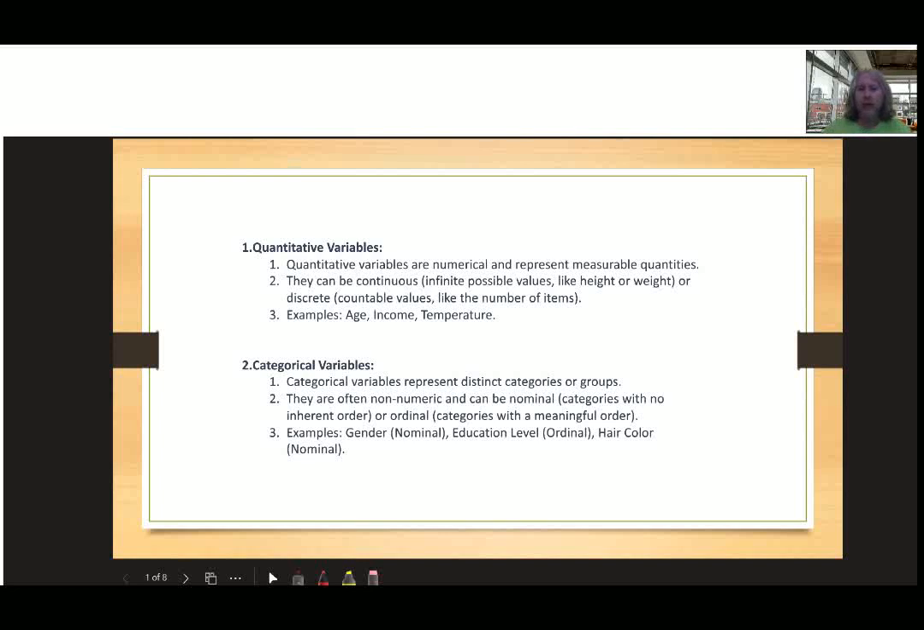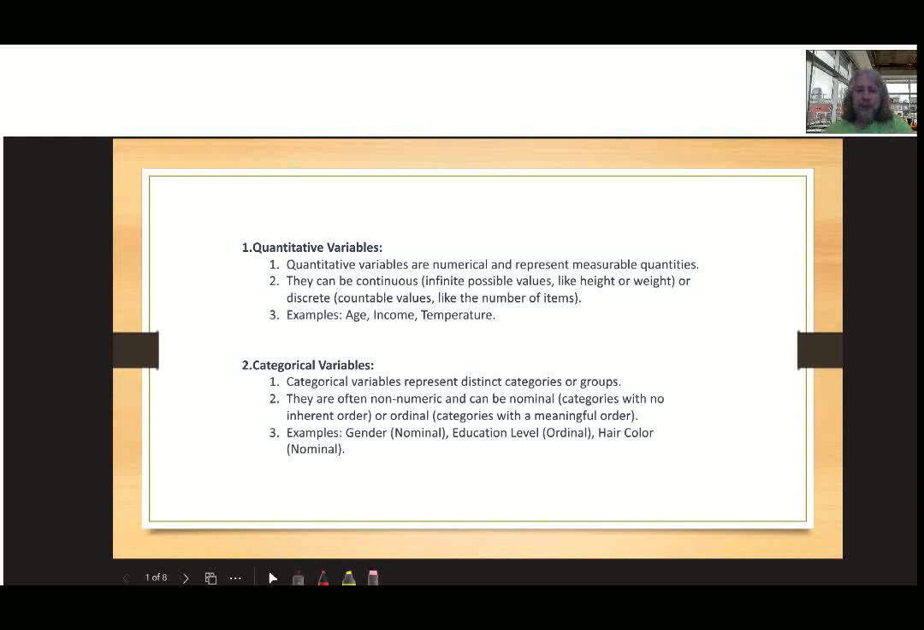Now, categorical variables represent a distinct category or group. They are often non-numeric and can be nominal, which is categories with no inherent order, or ordinal, categories with meaningful order. So some examples: gender is nominal, there's no order to gender. Education level, now that does have order, and hair color has no order at all, so that's a nominal. So again, is this a quantitative variable or a categorical variable?